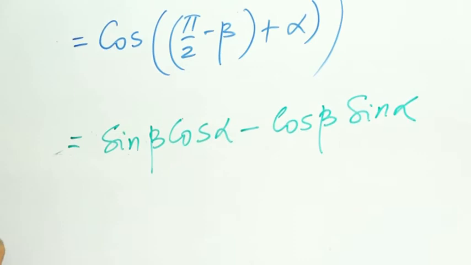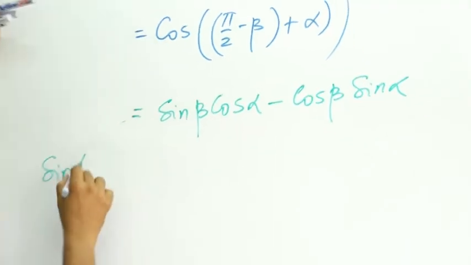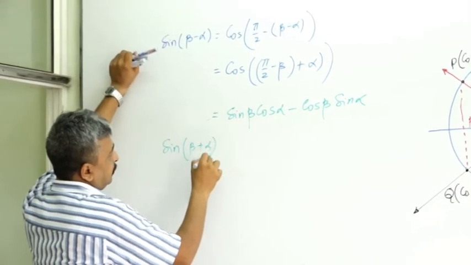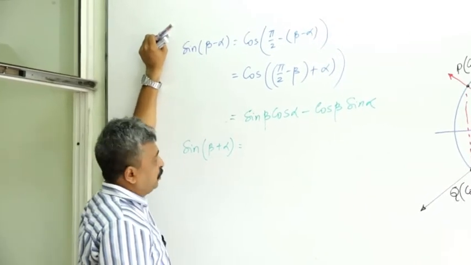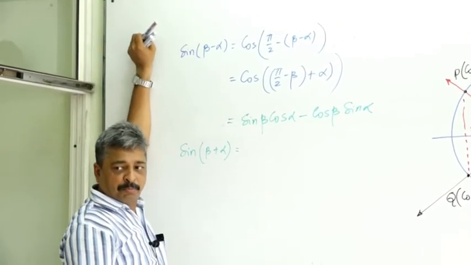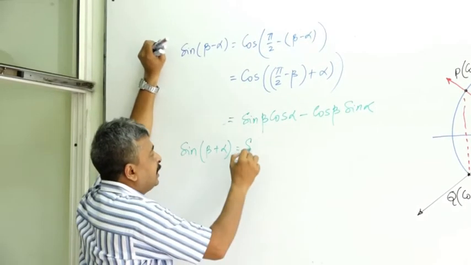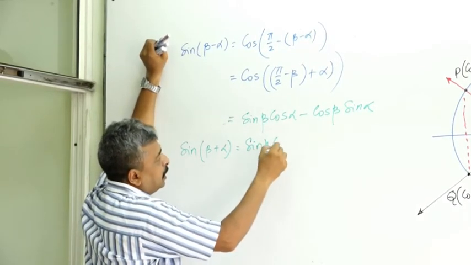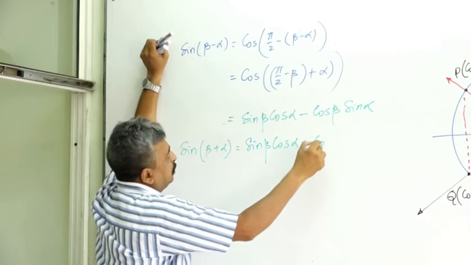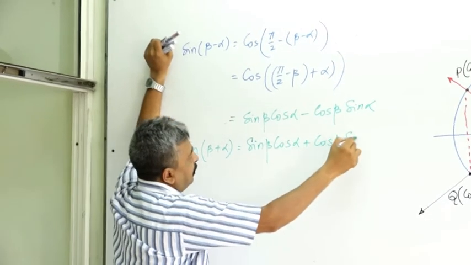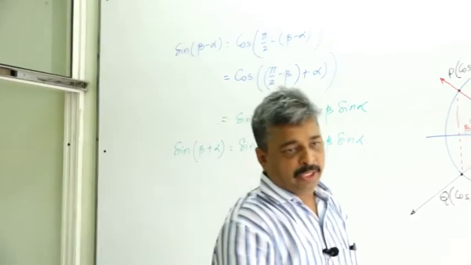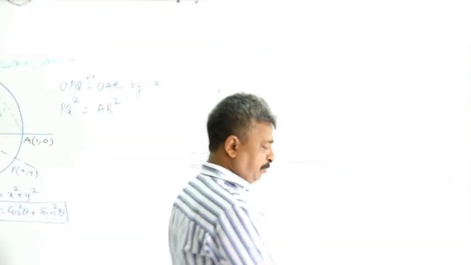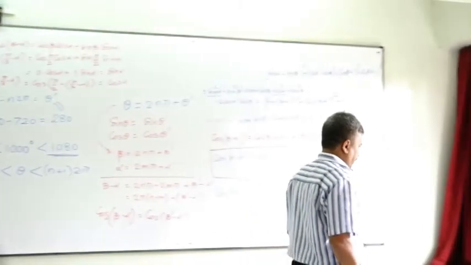And now the next one is easy. Put the opposite of alpha. Instead of alpha, put minus alpha. You will get sin beta cos alpha plus cos beta sin alpha. Now these are 4 important formulae. We need to find a method of remembering them.